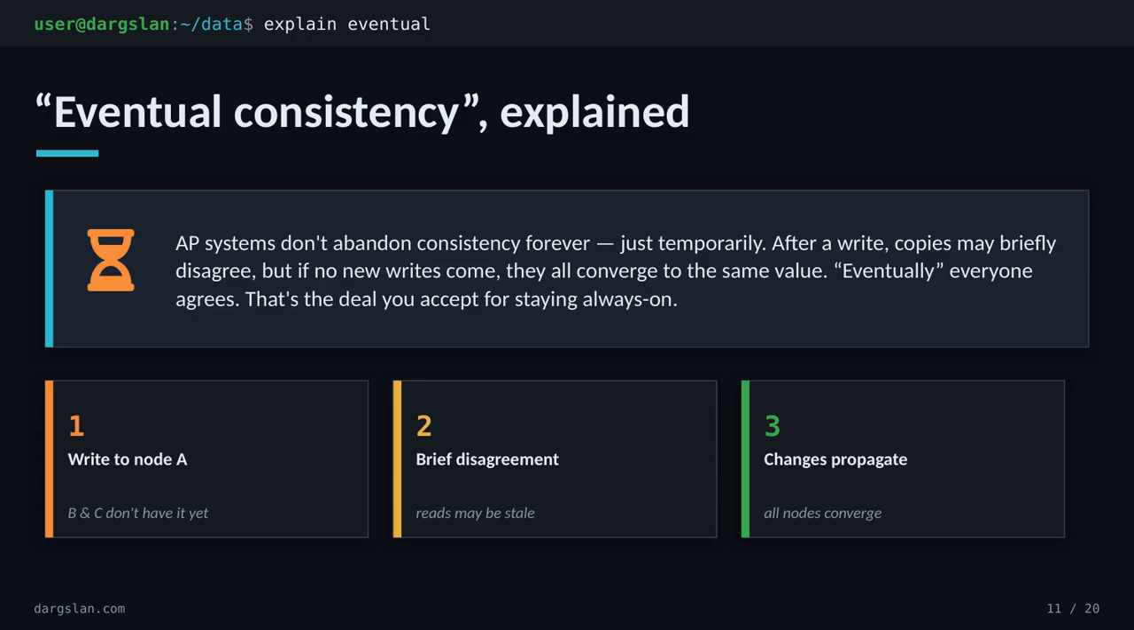Picture a write landing on node A. For a brief moment, nodes B and C haven't heard about it yet. Reads from them might be stale, but the update propagates, and given a little time without new writes, every node converges on the same value. The disagreement is temporary. That's the price of staying always on.